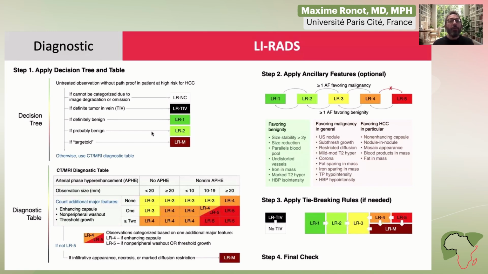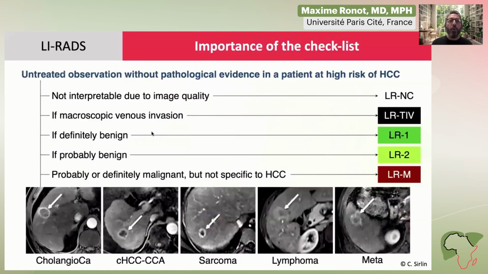And the idea is, at the end of the day, to associate each observation or each lesion to one category with an increasing probability of being an HCC or a cancer. Now, I just want to stress that before you apply or combine the different features, you need to make sure that you can do it.